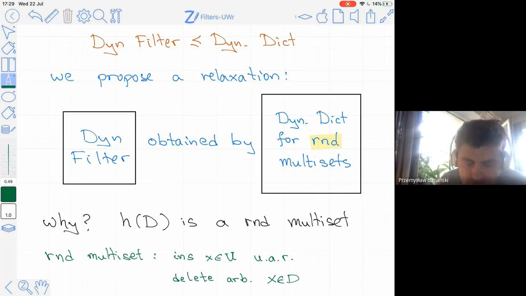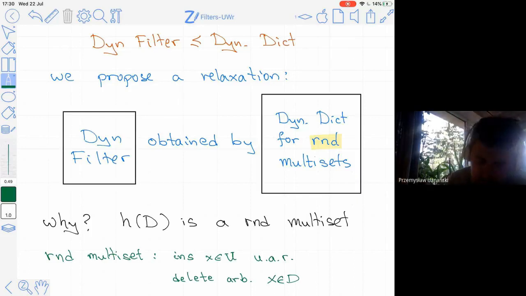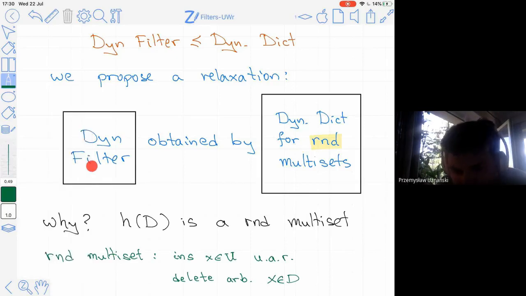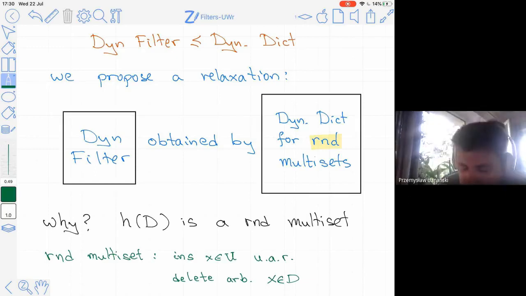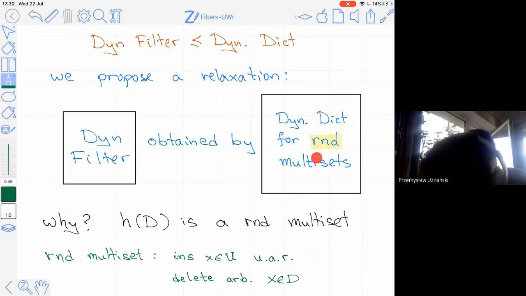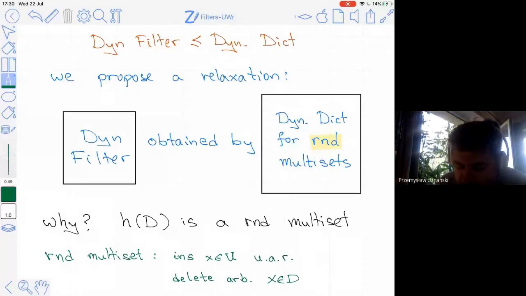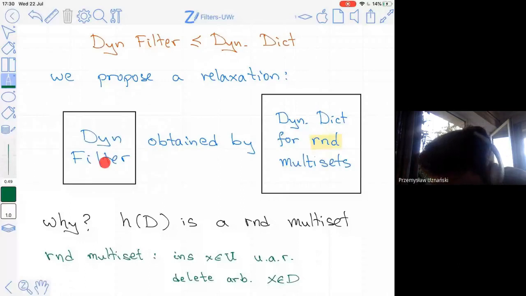But before that, I want to make sure that once we have this creature, we get for free a dynamic filter. So there are two parts here. One is, it's not clear what this means as a dynamic dictionary. And the second question is, why does this help us design a dynamic filter? I think the second question is easy. Let me talk about the first question.